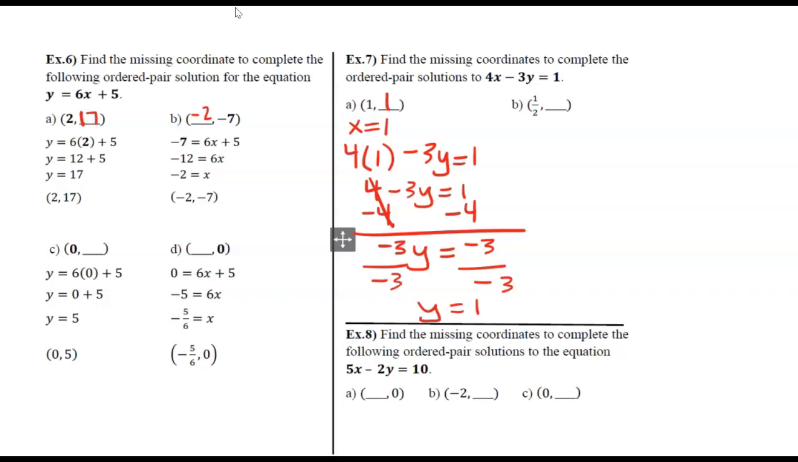Now, if we wanted to check that, we could put both of those in. We'd get 4 minus 3 does equal 1, so we could see that those both check out so that this is actually the correct solution.